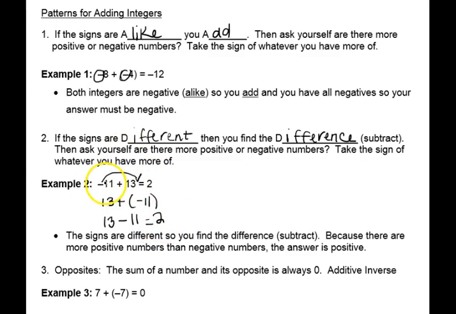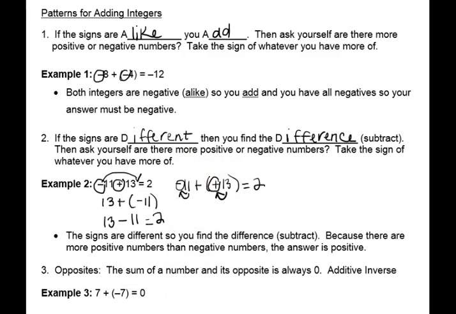Using this rule though, the signs are different. And some of you might be thinking, but Mrs. Snodgrass, that's an addition symbol, not a positive. I could rewrite this as negative 11 plus a positive 13. You just don't see that positive symbol in front of our positive numbers. So our signs are different, so I find the difference. 13 minus 11 is 2, and I have more positives than I do negatives. I have 13 positives, 11 negatives. My positives outweigh the negatives.